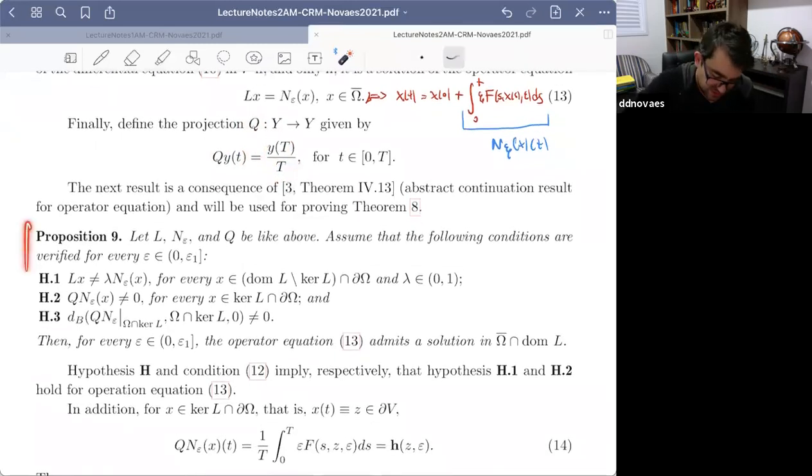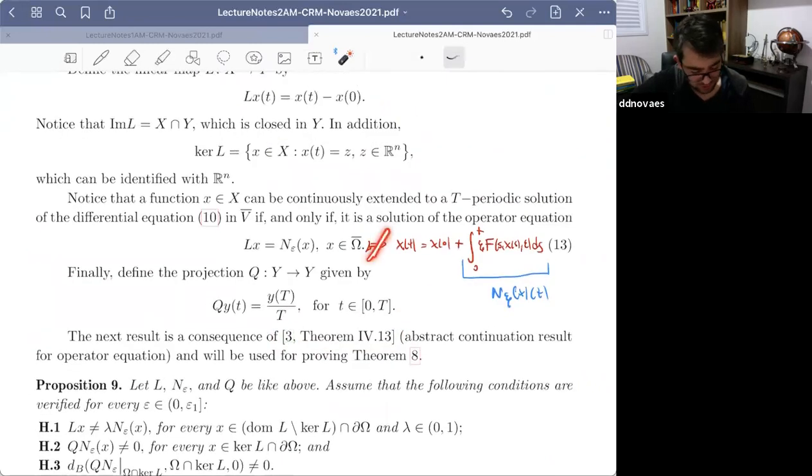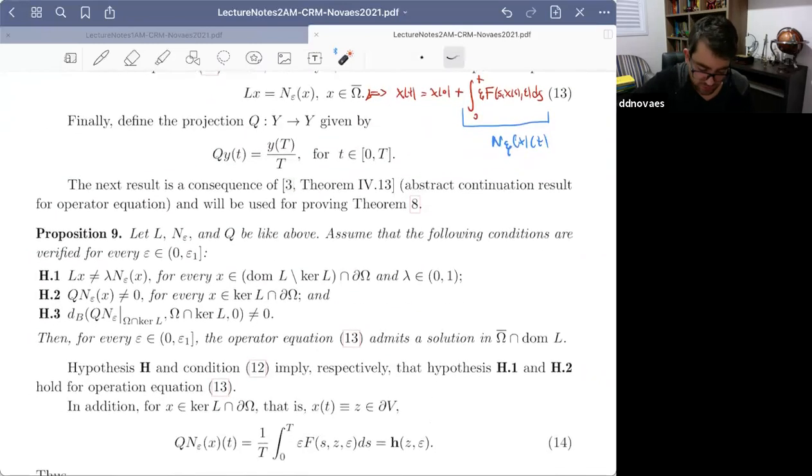Okay, so this is the result we used in order to prove our general averaging theorem. This result is actually an abstract continuation result for operator equations, which is stated here. I'm just rewriting this result. The theorem is exactly the same, but for this operator equation here. Okay, so the proposition says, let L, N epsilon and Q be like above.